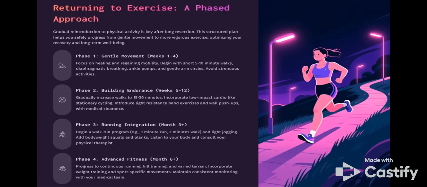And then months 3 plus, begin a walk-run program: 1 minute running, 2 minutes walking, light jogging, and add body squats and planks. And then after month 6, you can progress to continuous running, hill training, and varied terrain. And then you can also incorporate weight training and sport-specific movements.